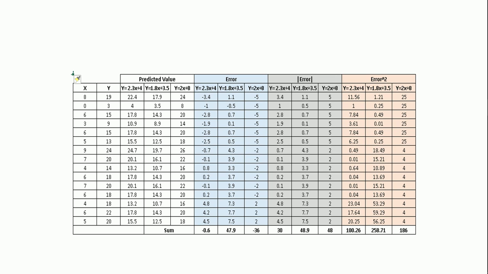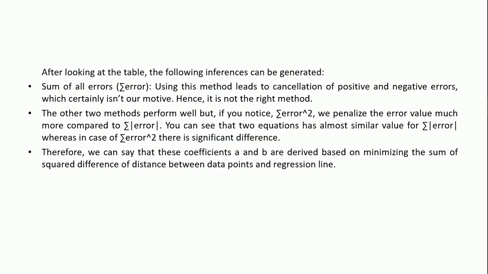However, if we take the third method, there is a tremendous amount of difference between the sum values, and hence we can easily decide which line is the best fit. So the preferable method is the sum of squares of all the errors, which is our third method. These are all the observations. This slide contains the three observations I just told you.